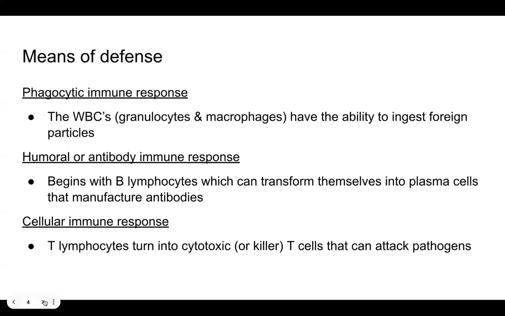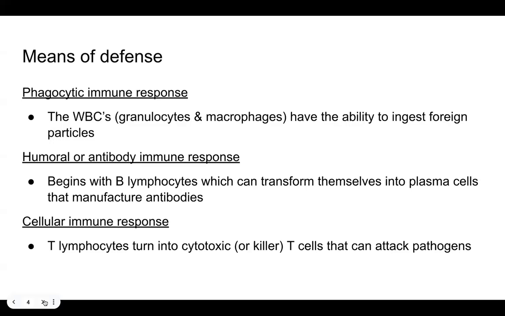Means of defense. These are important defense mechanisms that the body uses to fight, like I said, diseases, viruses, infections, things like that. The white blood cells, which are composed of granulocytes and macrophages, have the ability to ingest foreign particles. That's their job. That's what they do. That is phagocytic immune response.